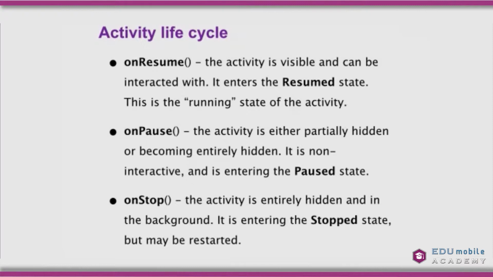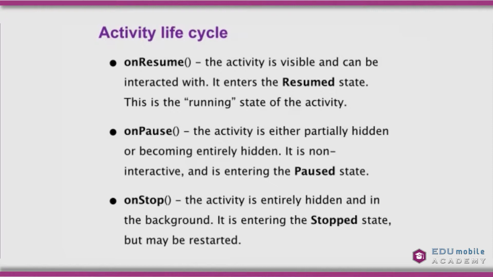Partially hidden means another activity is covering up part of this activity. The new activity becomes the interactable activity. In other words, the new activity is going to enter the resumed state. But the background activity, the activity that is partially covered, will sit in the paused state until the activity in front of it either gets dismissed or something fully covers up the paused activity. So from paused, we can go back to the resume state very easily.